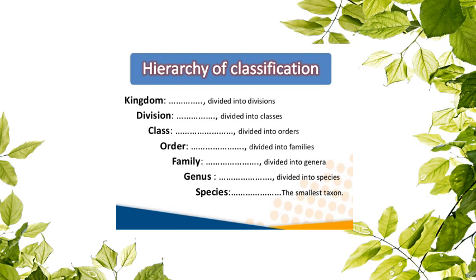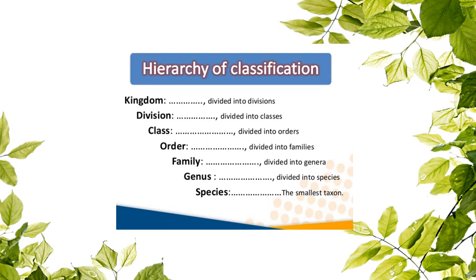So here we have a hierarchy to classify the plants into different groups and subgroups, as you see in this presentation. First of all, we start from the smallest group, in which the similar individuals that can breed with one another are referred to as species. So they resemble one another very closely.